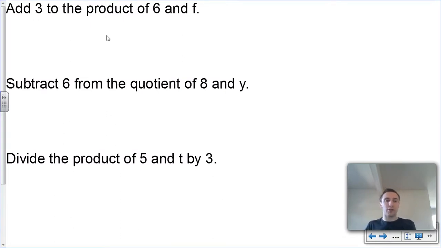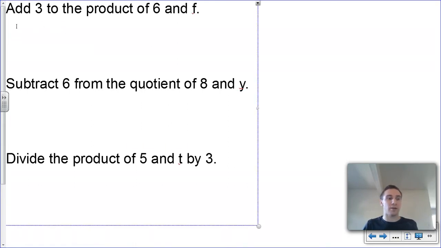These are nice to write out on paper first, and you're just going to see me typing in answers underneath as we go along. Let's see, can I type in here? Yes, I can. Okay, so add 3 to the product of 6 and F. So I'm going to add 3. However, there's something that comes first. I have to take the product of 6 and F.